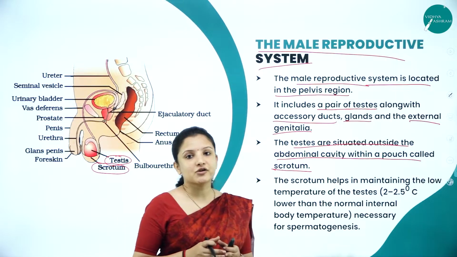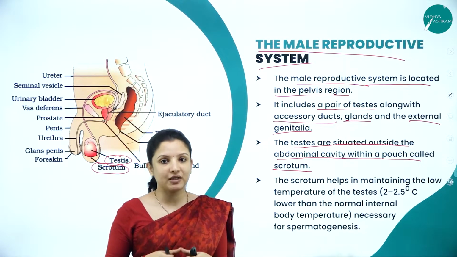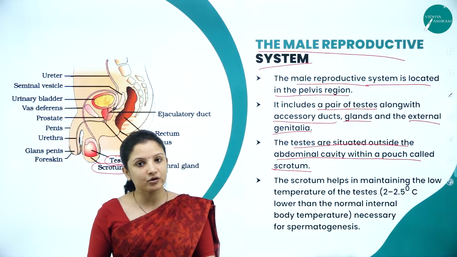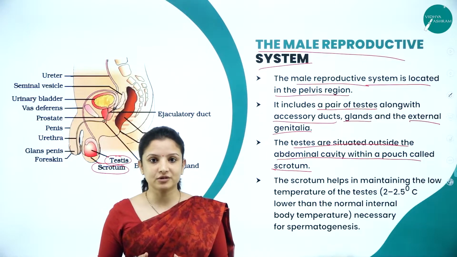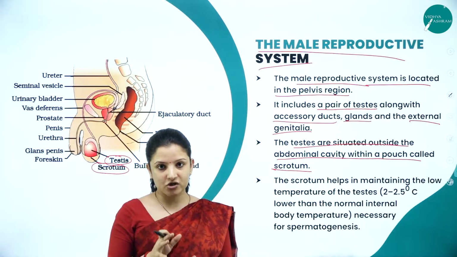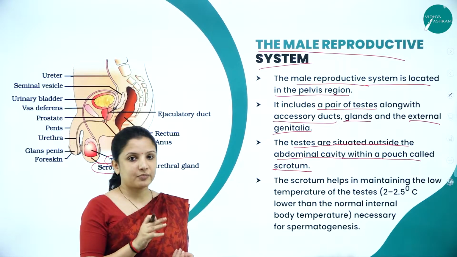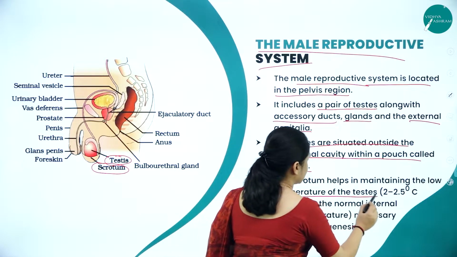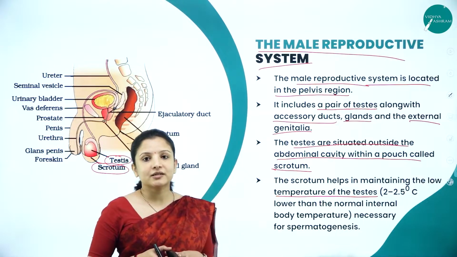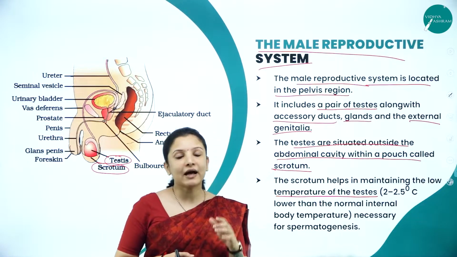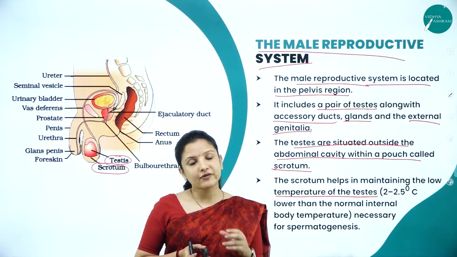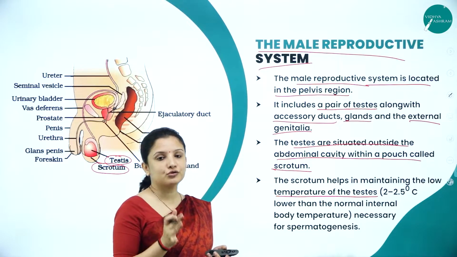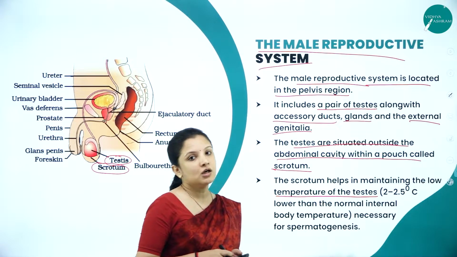So what is the function of the scrotum? Why should the testis be covered by the scrotum? The testis, I told you, is present outside the human body below the abdomen, right? So it is exposed outside. That is why it needs extra protection, and that protection is actually provided by the scrotum. The scrotum mainly helps in maintaining the temperature of the testis. The external temperature keeps on varying, but that external temperature should not affect the testis. Therefore, it helps in maintaining the temperature of the testis 2 to 2.5 degrees Celsius lower than the normal internal body temperature.